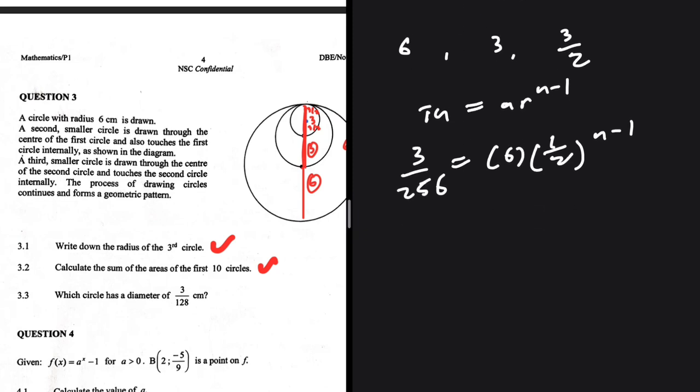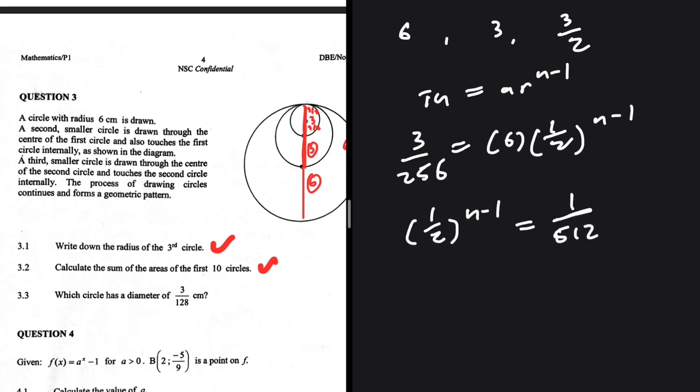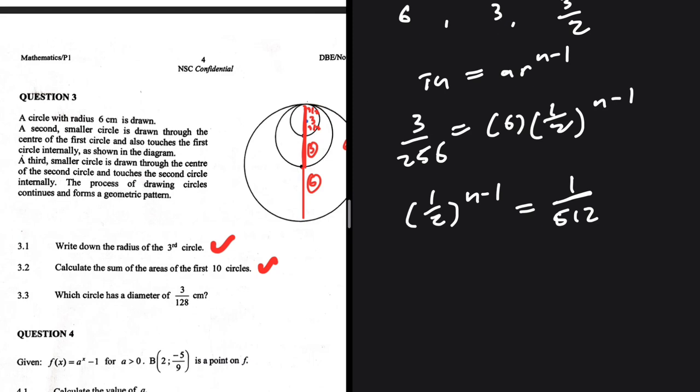So we're looking for minus 1 here. From the get-go, we can just divide both sides by 6. So I'm getting 1 over 2 to the power n minus 1 being equal to 1 over 512. Okay, so I can just introduce log on both sides here. I get (n minus 1) log of a half being equal to log of 1 over 512.